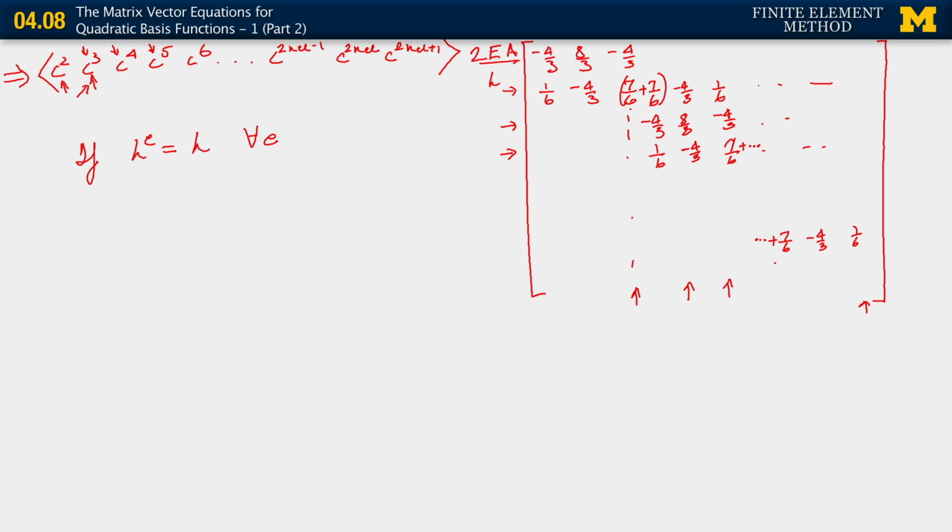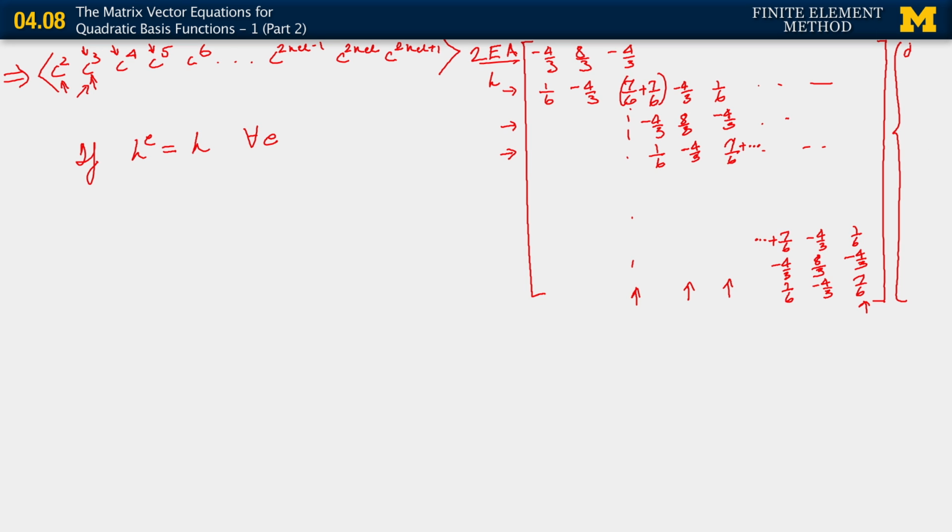So we'll get 7/6 here, minus 4/3, 1/6, minus 4/3, 8/3, minus 4/3, and here we get 1/6, minus 4/3, and 7/6.